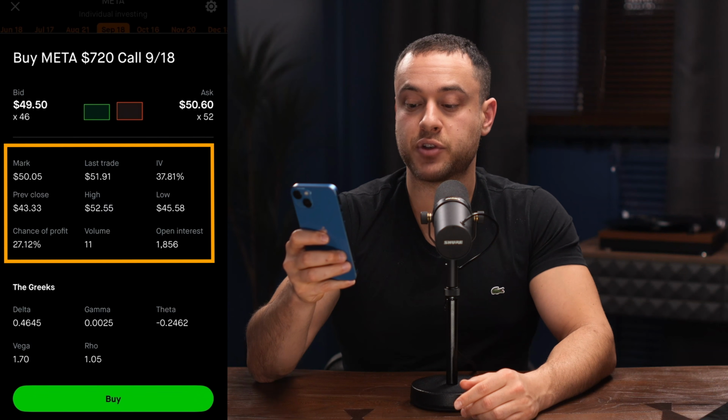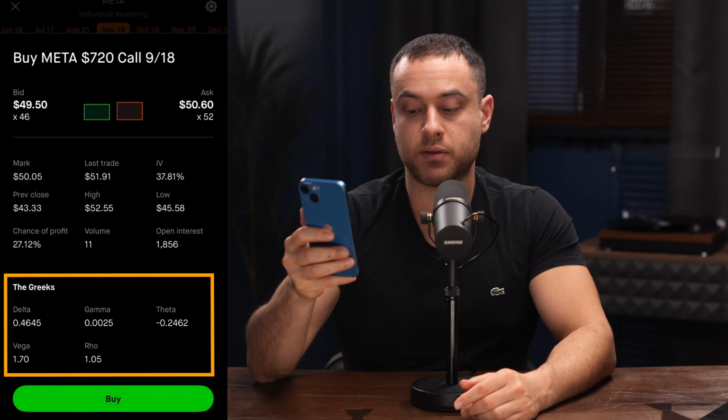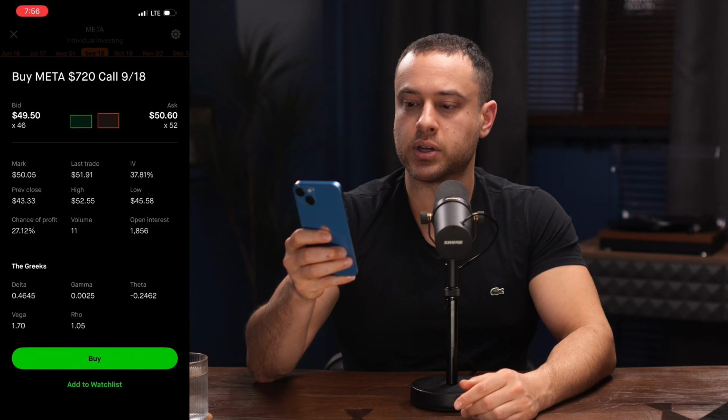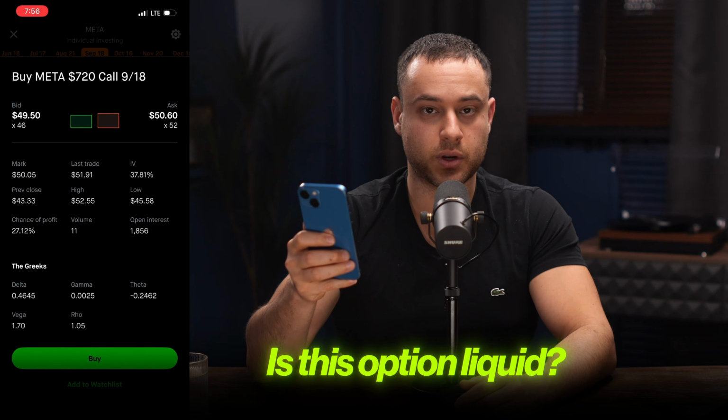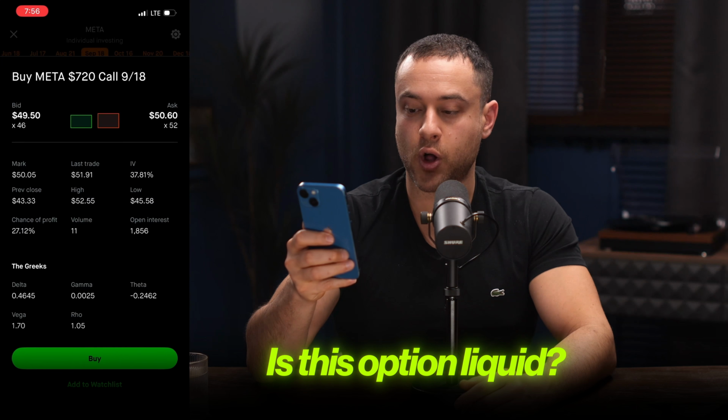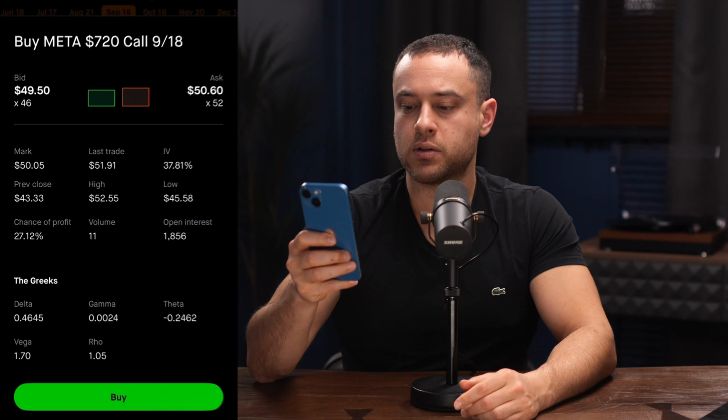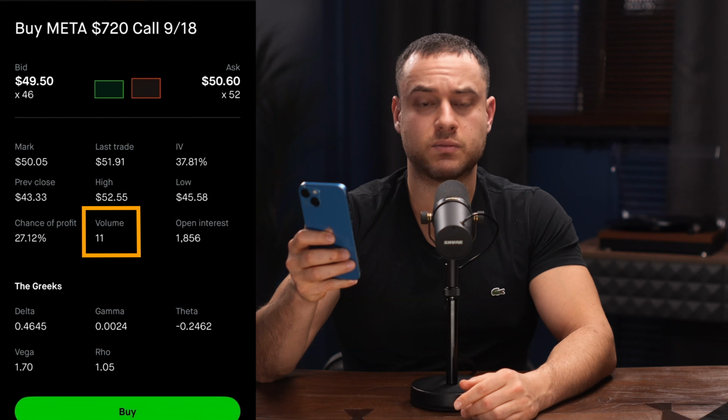And then under that, you have the Greeks, which is delta, gamma, theta, vega, and rho. Delta is pretty much the most important Greek of them all. And if you are looking to buy a call option, you just really want to understand, is this option liquid? Liquidity is referring to the volume and the open interest. Here, the volume is 11, which is really not that much, and you want to look for a higher volume.